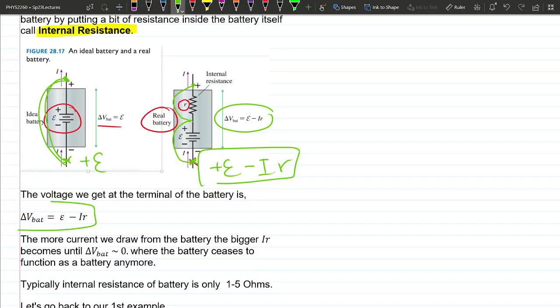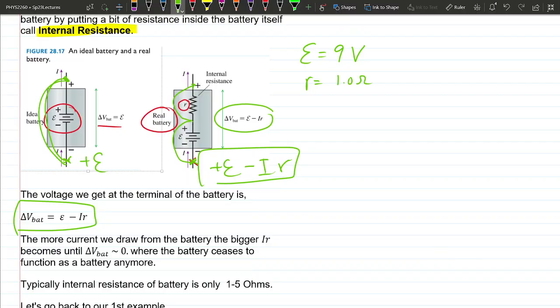So this is a much more realistic version of the battery. Because as the amount of current you draw out of a battery goes up, it actually drops the change in voltage for the battery. Let's do some real numbers. Let's say I have a 9-volt battery, and the internal resistance, let's say it's going to be small. Let's say it's going to be 1 ohm, okay?